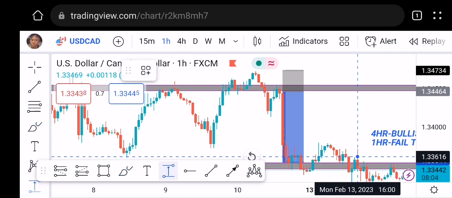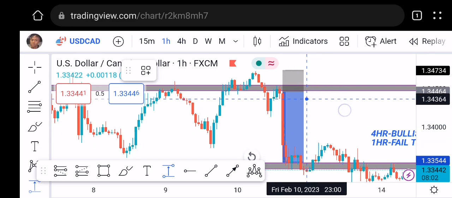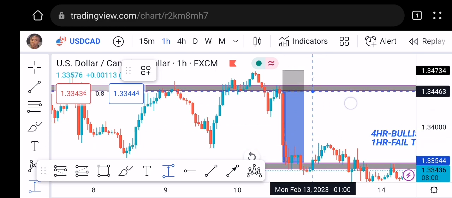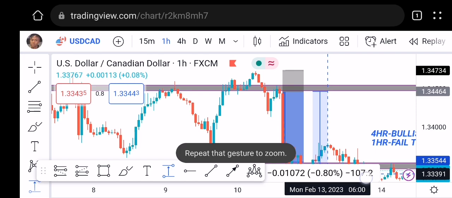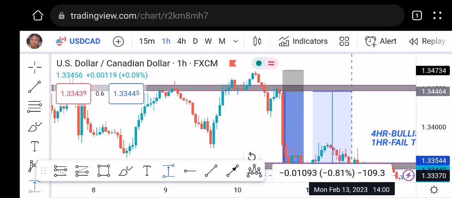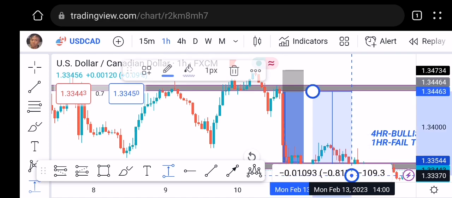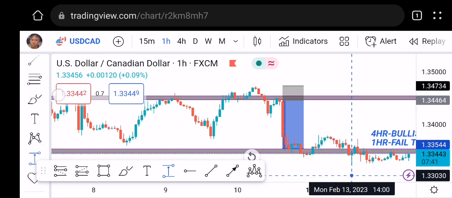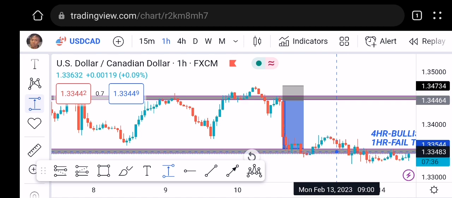I can't remember what range it was. Let me look at how many pips it was. I can't see very much, but I think it was 93 pips or 109 pips. Between 93 and 109 pips, that was my take, me and my homie. That was what we were looking for on Friday, and that was the only thing we managed to take.